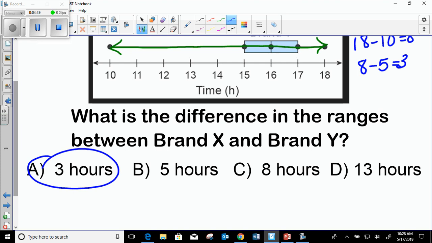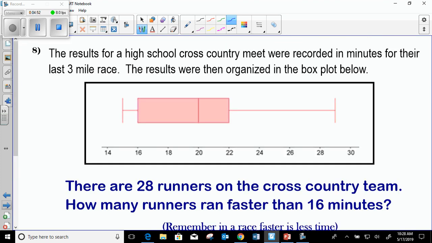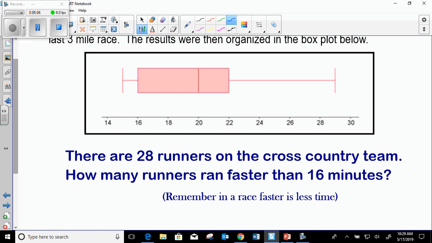All right, number 8. The results for a high school cross-country meet were recorded in minutes for their last 3-mile race. The results were then organized in the box plot below. There are 28 runners on the cross-country team. How many runners ran faster than 16 minutes? Remember, in a race, faster is less time. So pause the video and see if you can come up with the answer to this one.